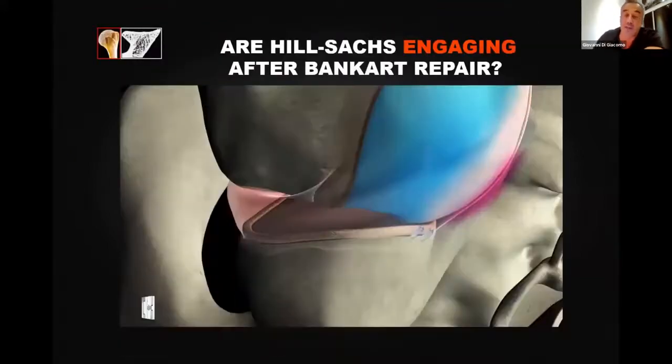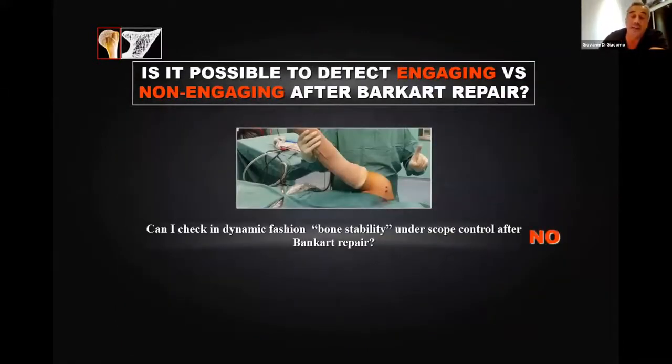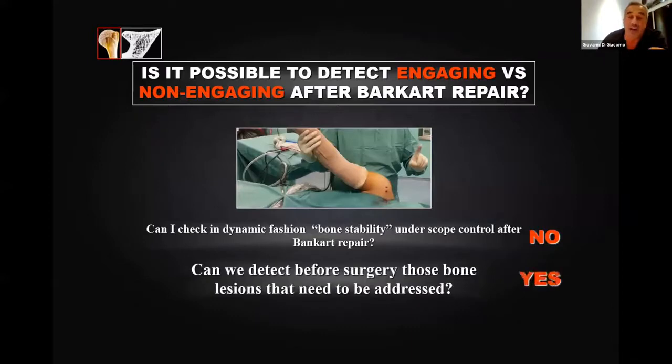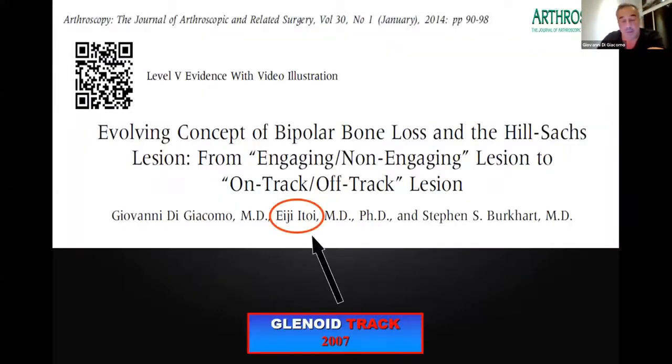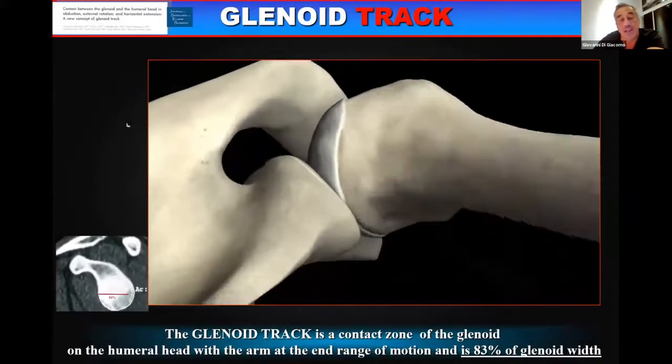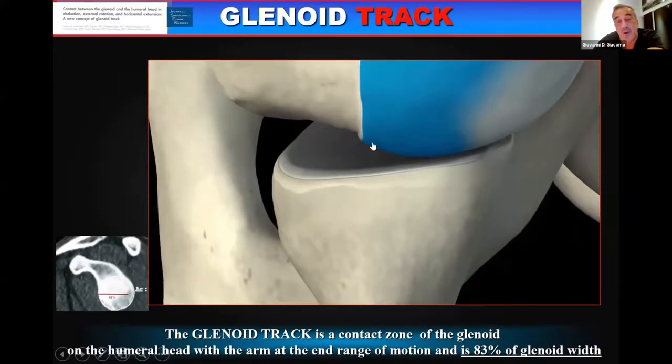And to do this, we use the concept from Eiji Itoi, who introduced the glenoid track. What is the glenoid track? This is our paper. The glenoid track is the blue zone that you can see here that guarantees the bone stability of the humeral head on the glenoid in upper position.